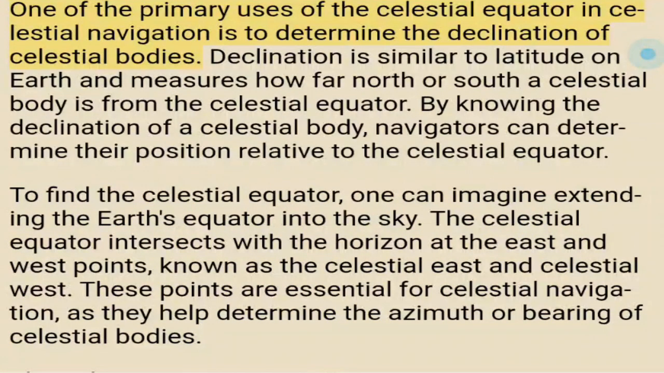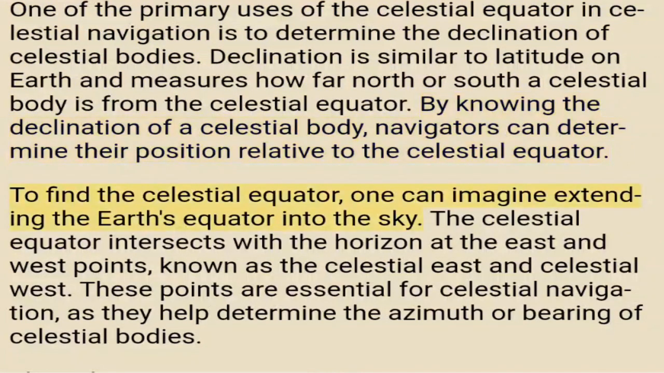One of the primary uses of the celestial equator in celestial navigation is to determine the declination of celestial bodies. Declination is similar to latitude on Earth and measures how far north or south a celestial body is from the celestial equator. By knowing the declination of a celestial body, navigators can determine their position relative to the celestial equator.